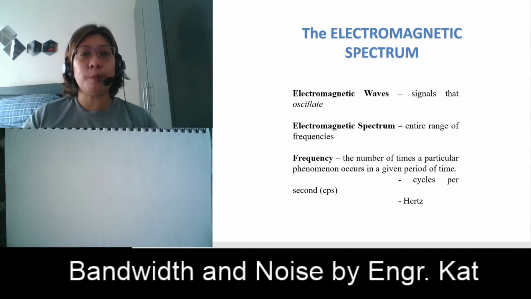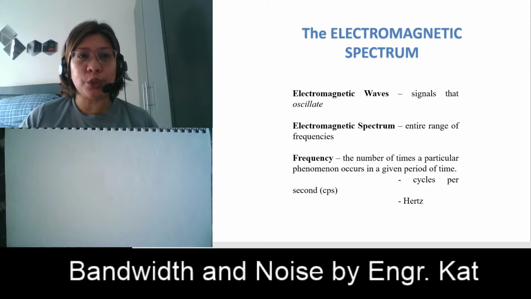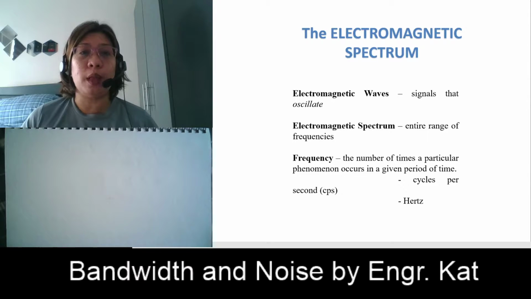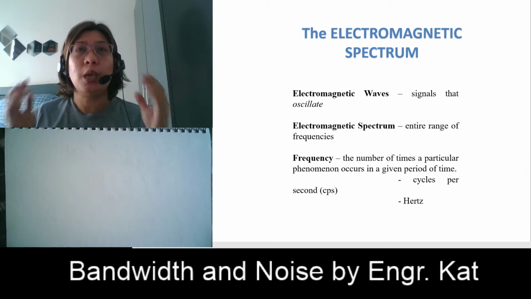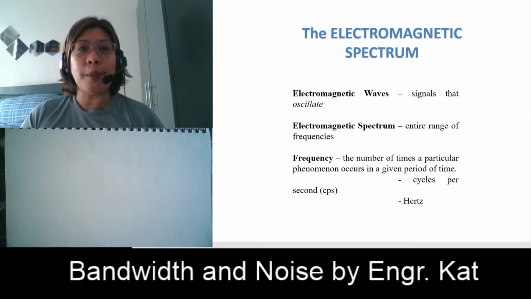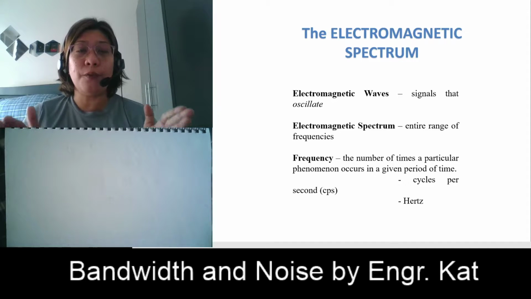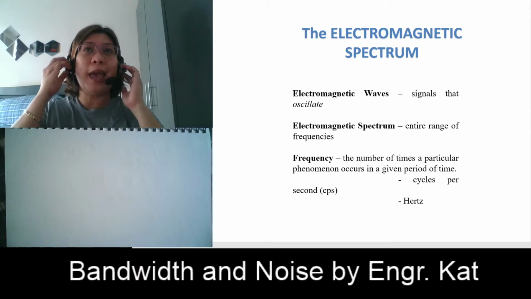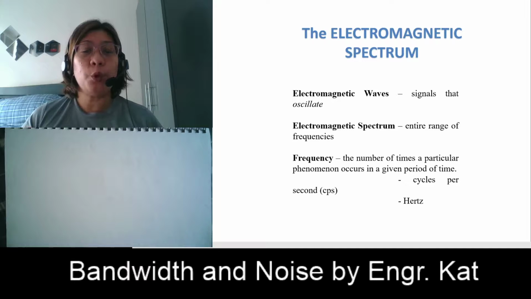The electromagnetic spectrum is the entire range of frequencies. The different applications in communications are divided into the electromagnetic frequency spectrum depending on their frequencies. For example, AM communication has a definite location in the electromagnetic spectrum. It's a specific frequency or bandwidth.